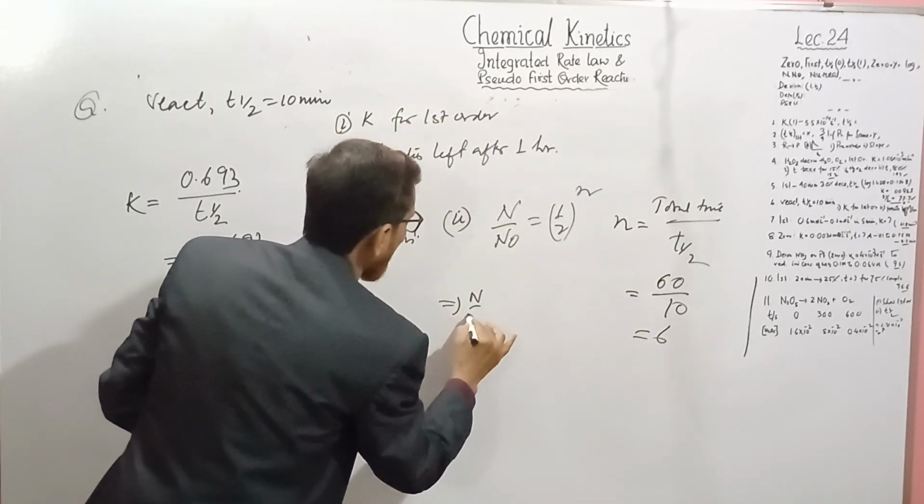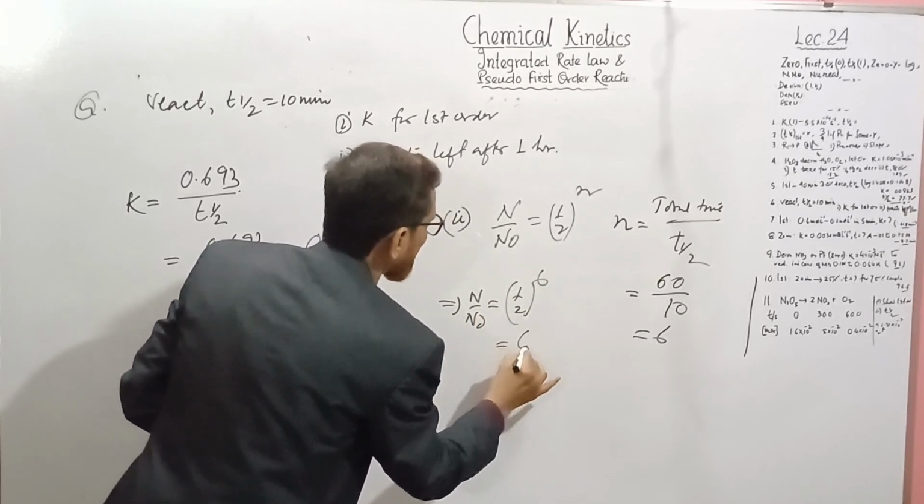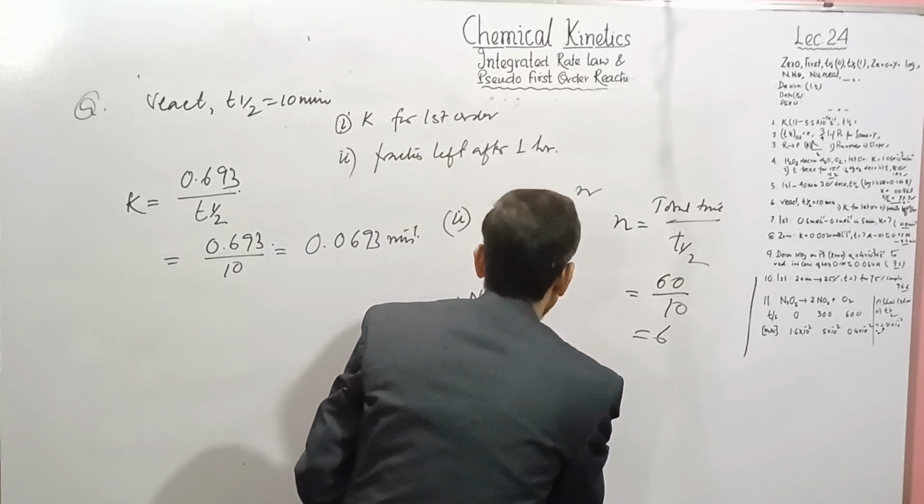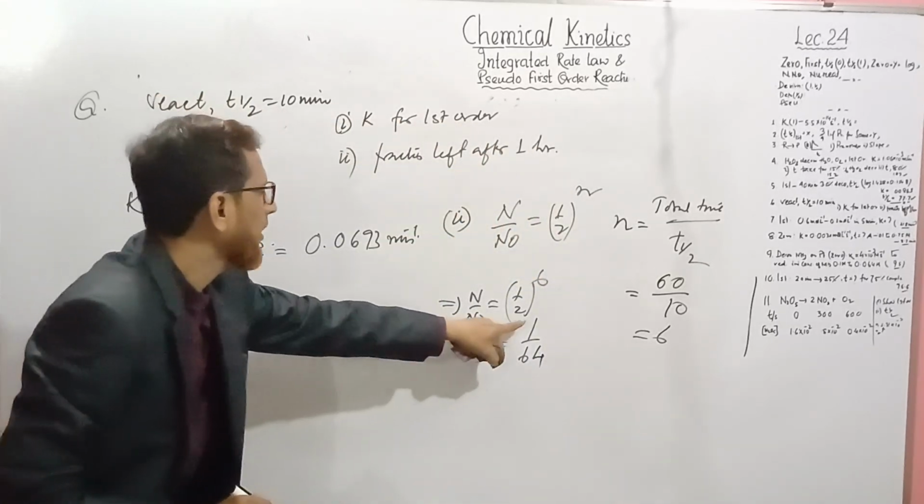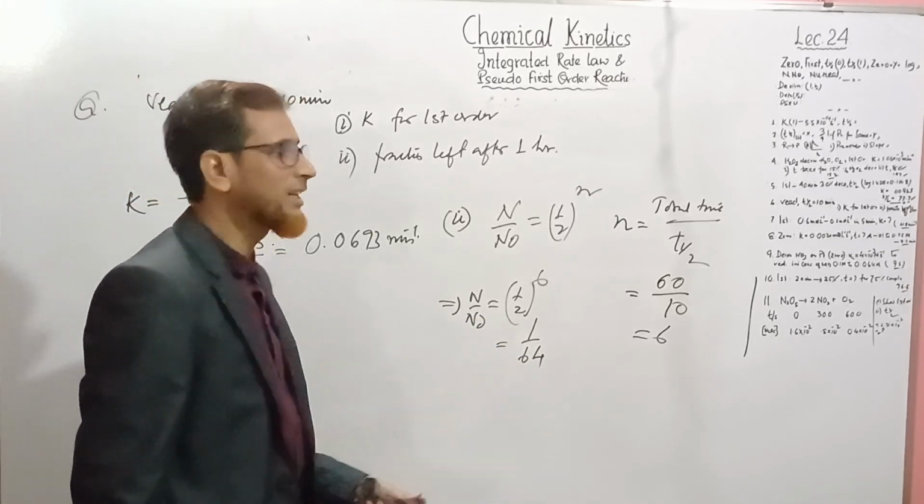So n by n naught is equal to half to the power 6. I think it is 1 by 64. So the amount left after 1 hour is 1 by 64. Am I right? Is it not excellent?